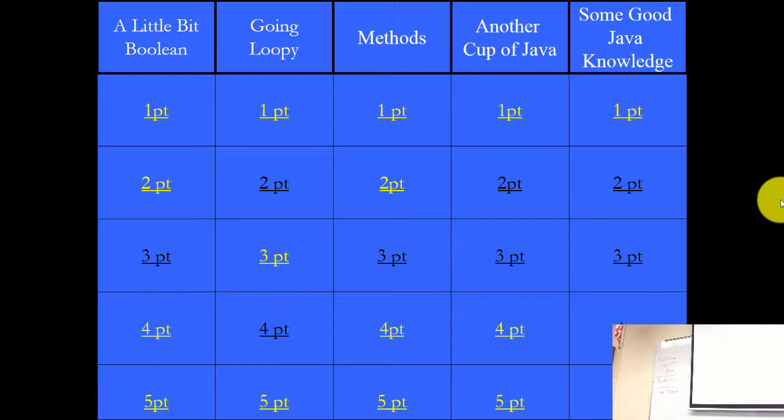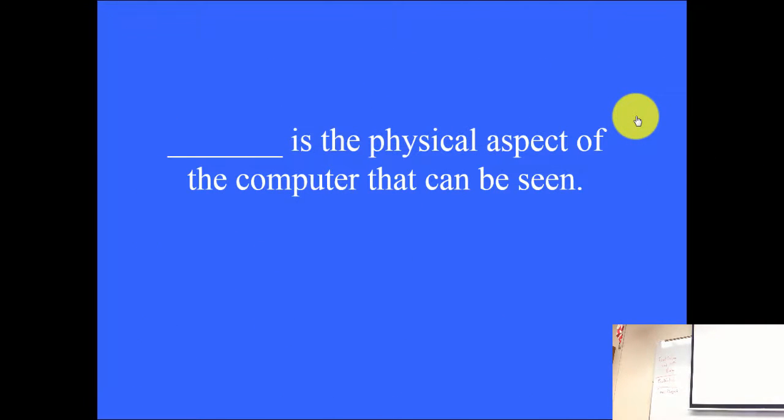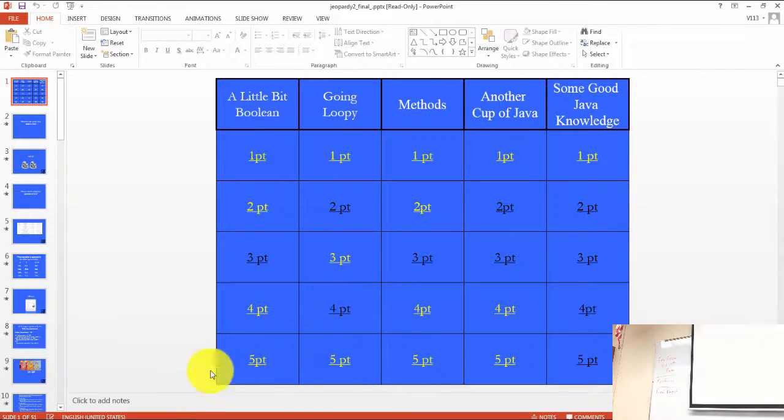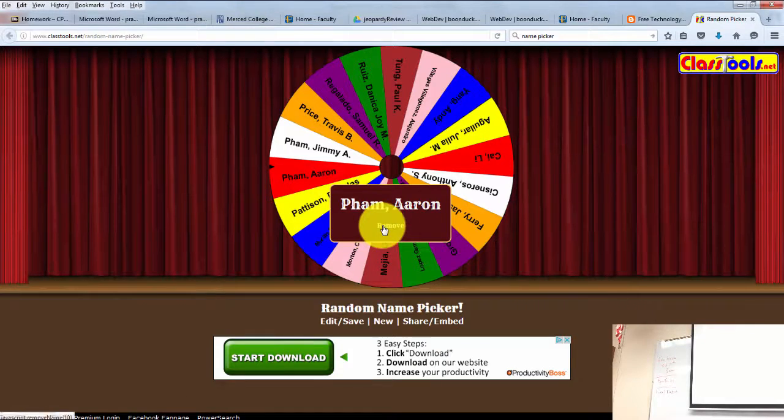All right, so a 1-pointer: blank is the physical aspect of the computer. Good, yes, the hardware. Thank God we got that one right. Basic computer questions, just a few. These are questions you should know just because we live in a world of computers. You should know what hardware is and what software is. A lot of these are actually from test 1 too, okay?